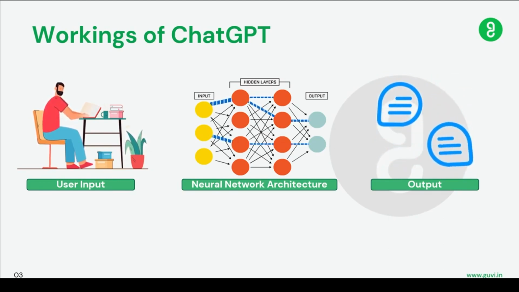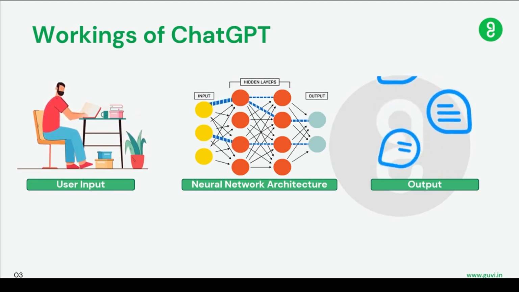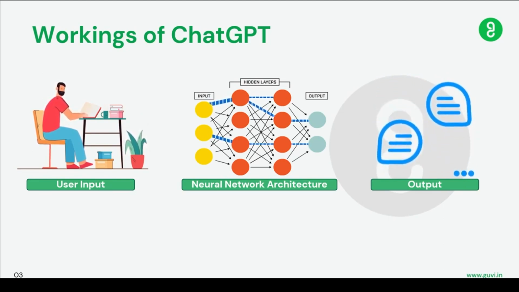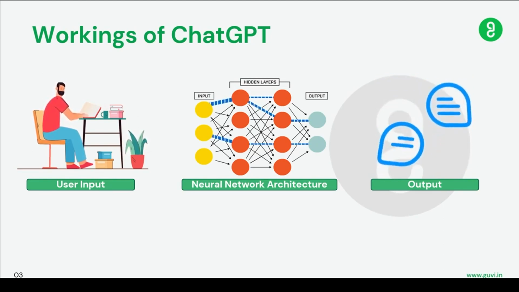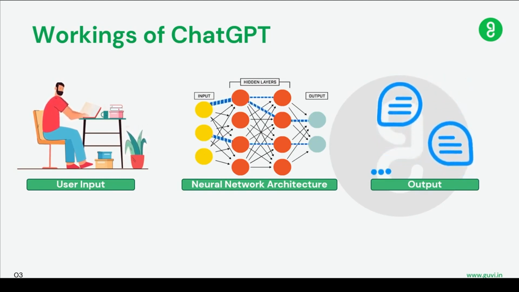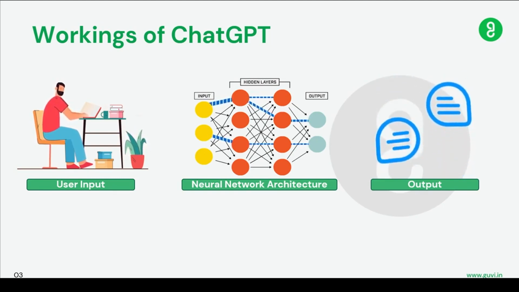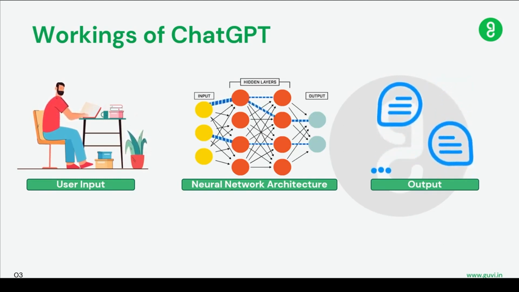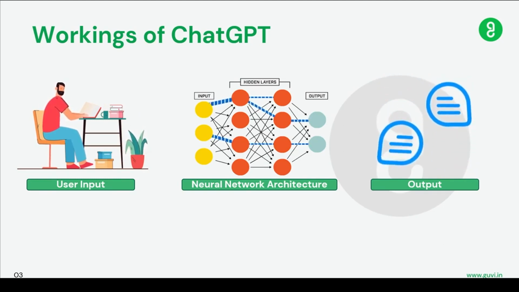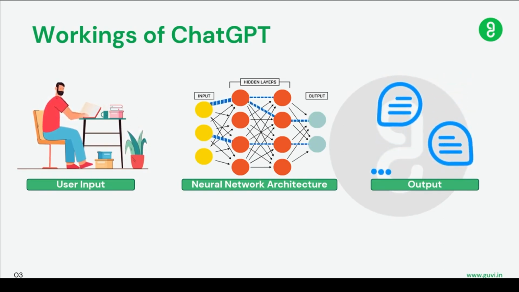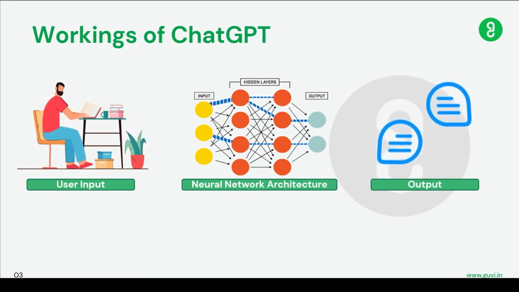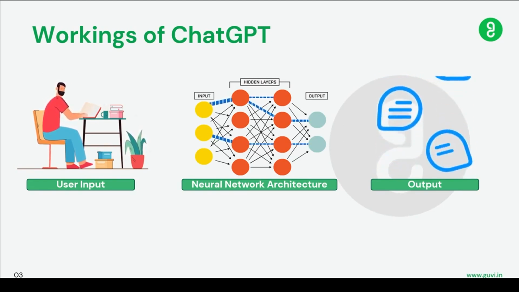In conclusion, ChatGPT is a powerful language model that uses deep learning techniques to generate human-like responses to natural language queries. Its workings involve input processing, neural network architecture, and output generation, which all work together to generate meaningful and relevant responses. The model's ability to learn from large amounts of text data and generate diverse responses make it well suited for a wide variety of natural language processing tasks.